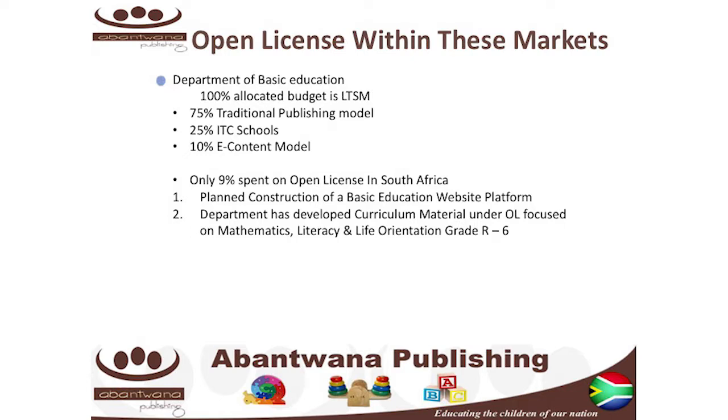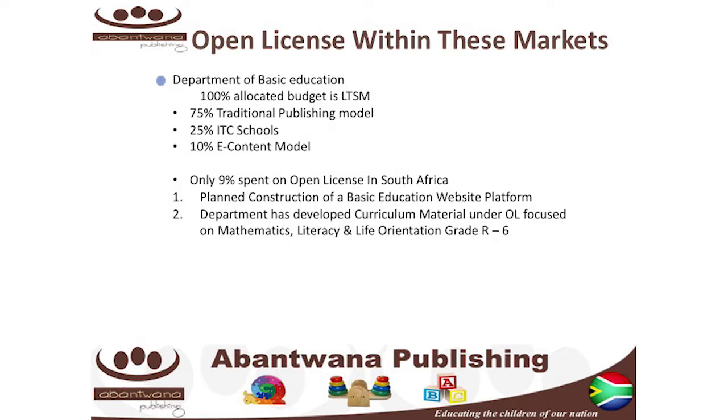10% is on the e-content model, where the department is actually planning now to develop e-content on a wider spread. But now the funniest part of all of this is that only 9% of all of this 100% is actually spent on open licensing within the South African spectrum. But you ask yourself a question, how is it spent, or what is the open licensing model that they are trying to create in South Africa?